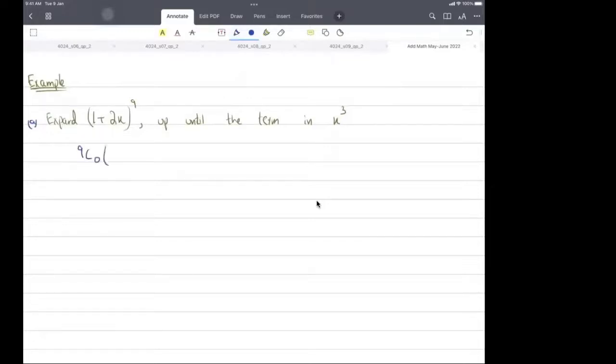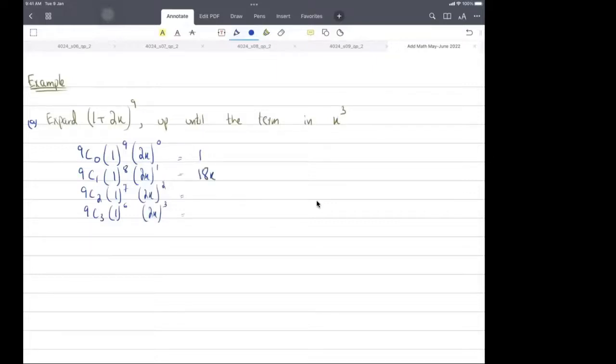We'll do 9c0, 1 to the power 9, 2x to the power 0. Then we'll do 9c1, 1 to the power 8, 2x to the power 1. We'll do 9c2, 1 to the power 7, 2x to the power 2. We'll do 9c3, 1 to the power 6, 2x to the power 3. So yeah. ये 1 आ गया. So yeah, 9 into 2, 18x आ गया. So 9c2, let's see what is that. 9c2 into 4. So that's 144 x square. 9c3 into 8. So that's 672 x cube.